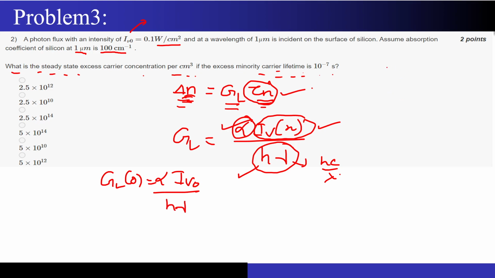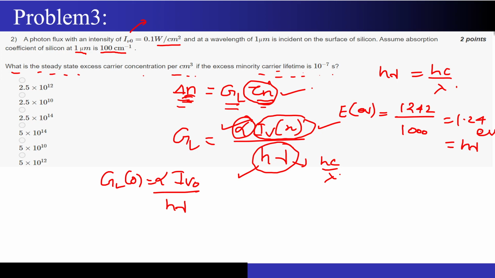Also let me calculate the value of h mu first. So h mu is nothing but hc by lambda, correct? And if I take the energy in electron volts, then this will become what? 1242 divided by lambda in nanometer, so that is 1000. So this is just 1.24, right? So I know the value of h mu now. This is in electron volts. So I know the h mu, I know the alpha, and I also know the IV of 0. So I can easily calculate this generation rate. And once I know the generation rate, I will substitute it in equation number 1 to calculate the concentration of excess minority carriers.